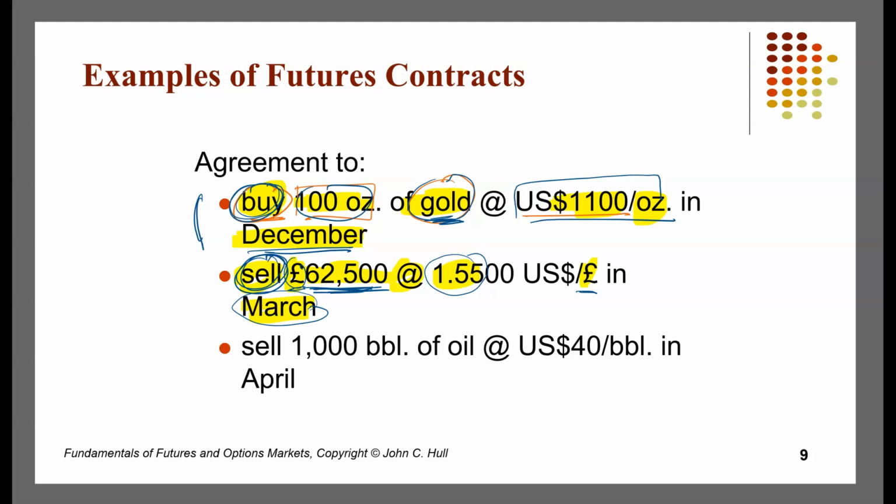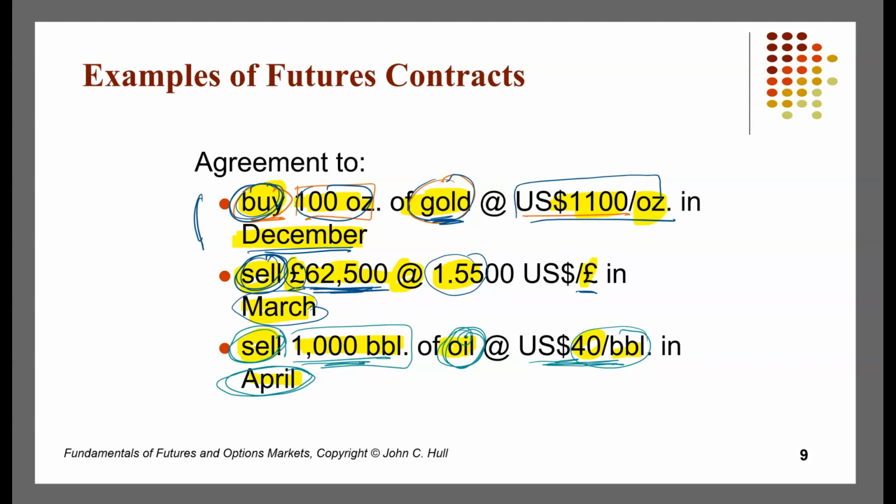Now, third example here, what we have is we are selling 1,000 barrels of oil at $40 per barrel in April, similar to what we had earlier, right? In this case, what do we have? We're selling 1,000 barrels. That's going to be the quantity. Oil is going to be our underlying, and we're selling that for $40 per barrel. That is going to be our futures price, and we're selling that at some point in the future. That's going to be April.